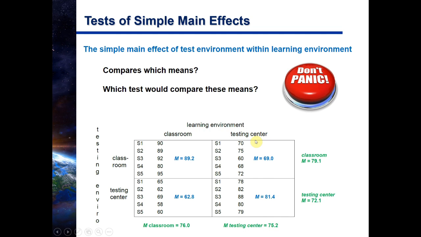Same thing over here: this would look at the simple main effect of testing environment. So we're going to compare these 2 means, now just within the testing center. 1, 2. Same people in each. That's a dependent t-test. If either of those tests is significant, do we need a post hoc test? No. Post hoc tests are never done following a significant t-test.